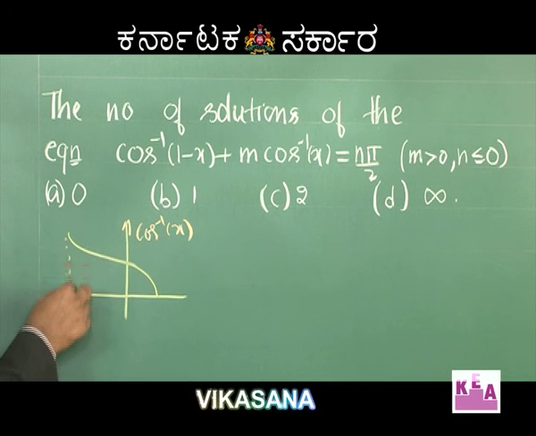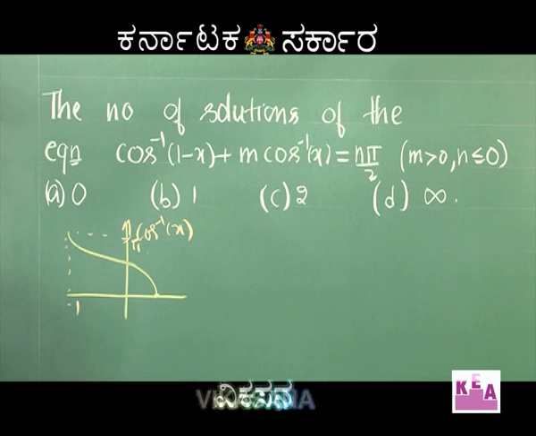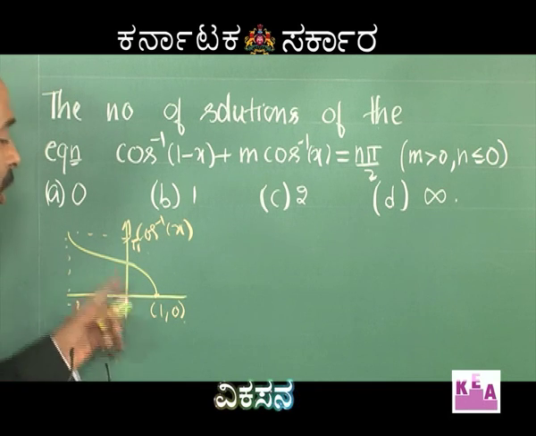Right? When x is minus 1, it is pi. And the least value is when x is equal to 1. When x is equal to 1, it is 0. Cos inverse of 1 is 0. So, we can always say that cos inverse of x is a positive quantity. Right? Positive, rather you can use the word non-negative.